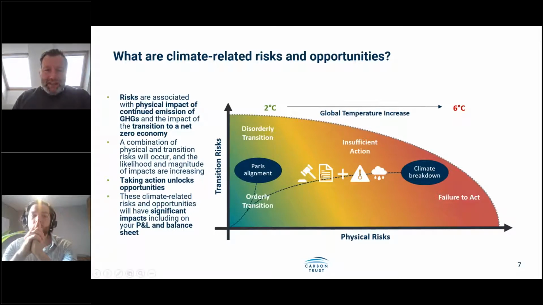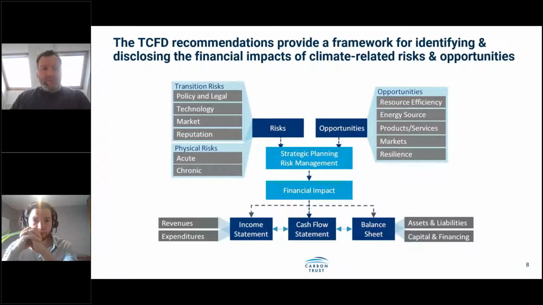So hopefully this chart gives an explanation about those two extremes. We have a climate breakdown, or we have an orderly transition to a world which is Paris aligned. Now, somewhere in between, there's a mixture of both of those scenarios. And you can see this is the world of uncertainty that we really want to deal with. And this is why TCFD came about.